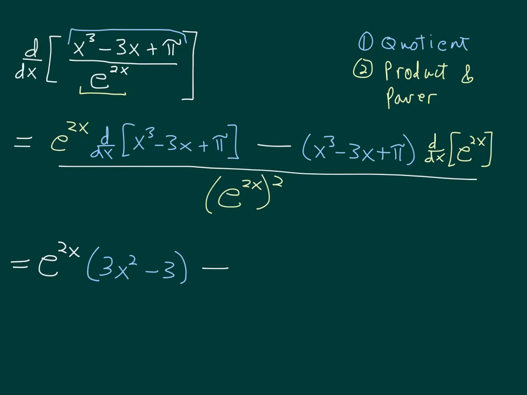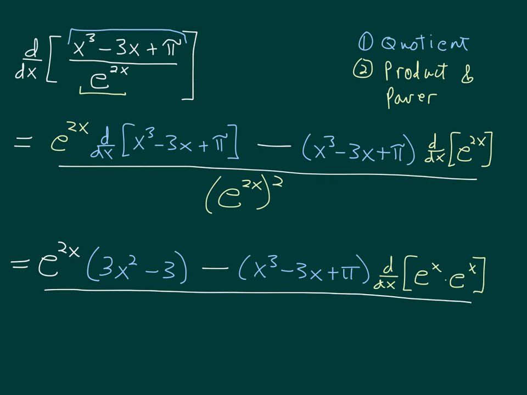From which we'll subtract our high function, so x cubed minus 3x plus pi. And here I'm just going to rewrite the derivative and use the trick that we mentioned in the beginning of this problem. We think of e to the 2x as e to the x times e to the x. So our hope is that in our next step we can apply our power rule. All right, on the bottom we still have e to the 2x as a quantity squared.